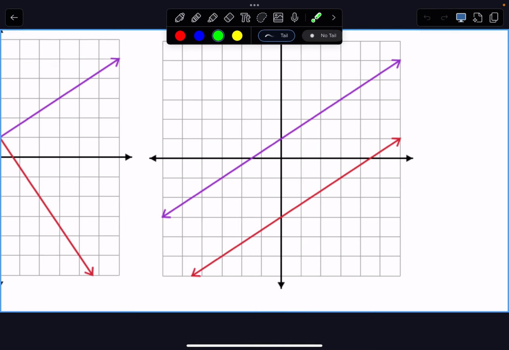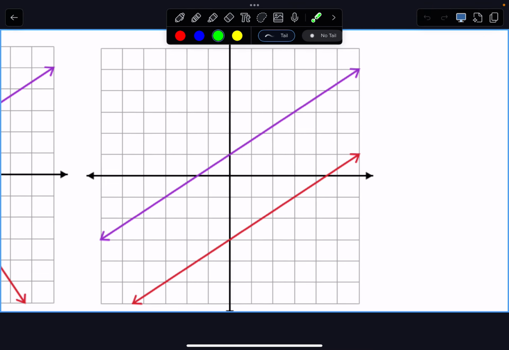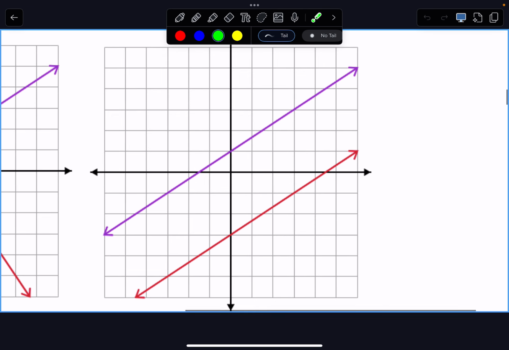We are going to start with this picture right here. These two lines are parallel. What are some things that you notice? Joey? The lines are not touching each other. Okay, they're not touching, which is why they're parallel. And no matter how far they go, they will never touch. Okay, Theo? They have the same slope.